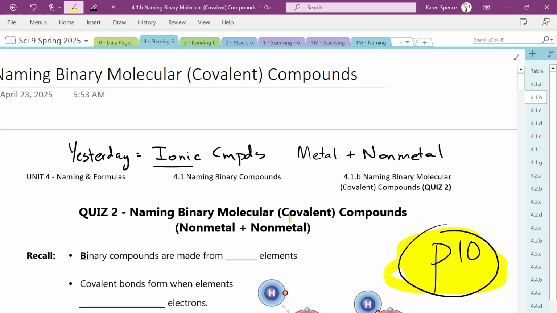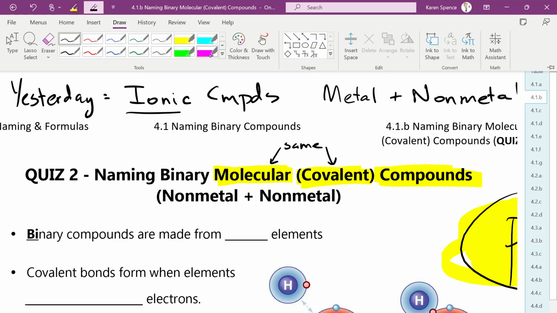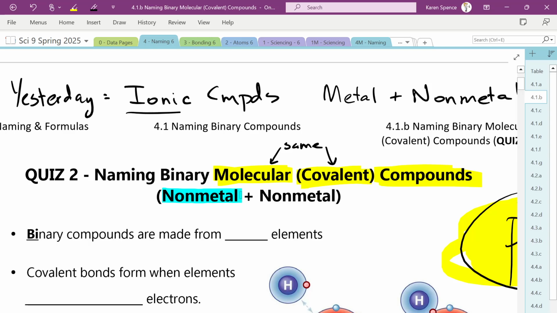we're going to be doing covalent compounds, which are also known as molecular compounds. These two words are the same compounds. Okay, a molecular compound is a covalent compound. And they are made of nonmetal plus nonmetal. So instead of having a metal and a nonmetal, we have nonmetal and nonmetal.